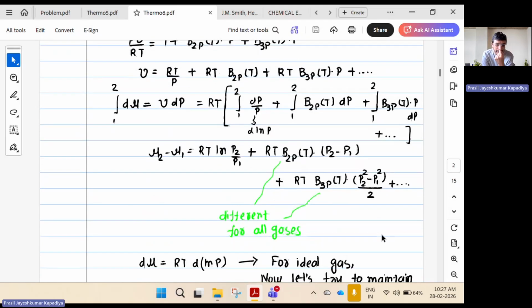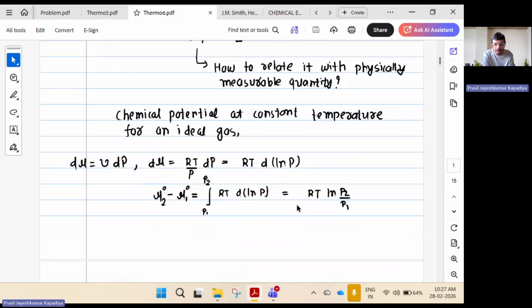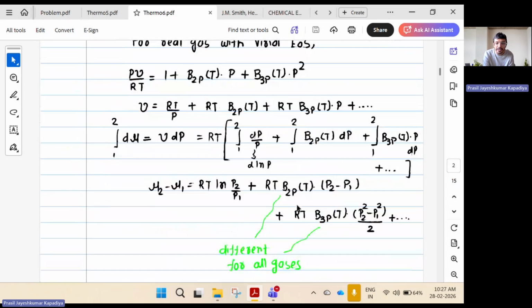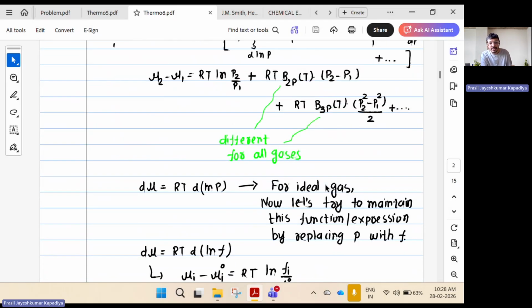Okay. So for real gases, what do we see here? This first term RT ln P2 by P1 is the ideal gas term, plus there are some non-idealities added by other pressure terms. Now we know here that this B2P, B3P are all going to be different for different gases. So what do we do instead of writing these equations for real gases? We try to simplify it in some other way.